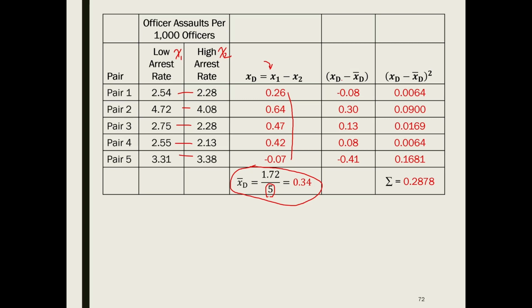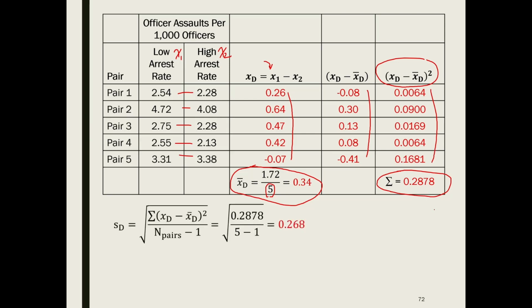And you use each difference score minus the average difference score. So for this cell, it's 0.26 minus 0.34. For this cell, it's 0.64 minus 0.34. Then you square this. You square every number here, and what does sigma mean? You add those numbers together. Okay, that's what you have.